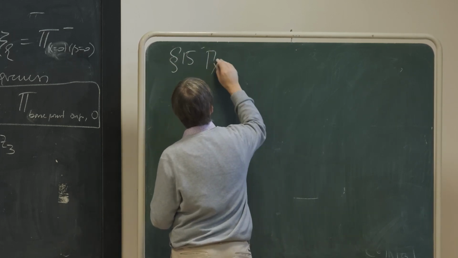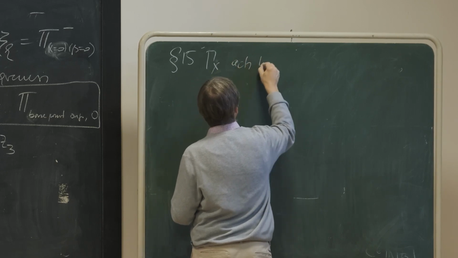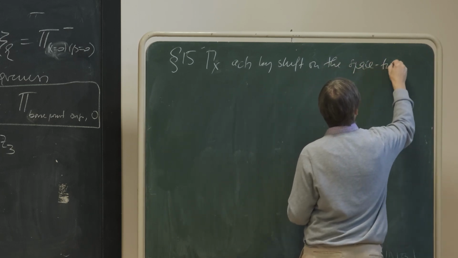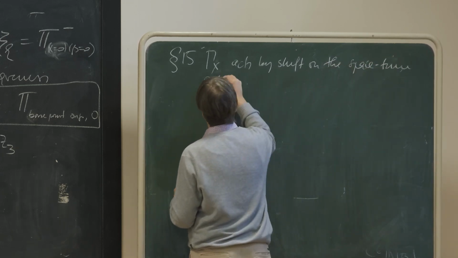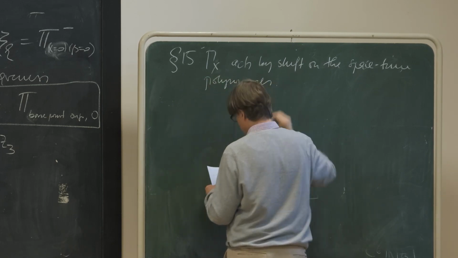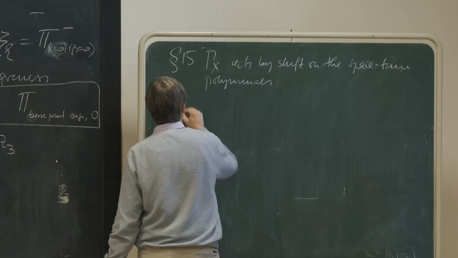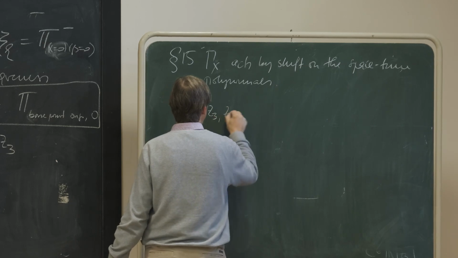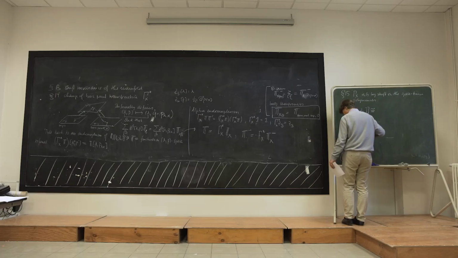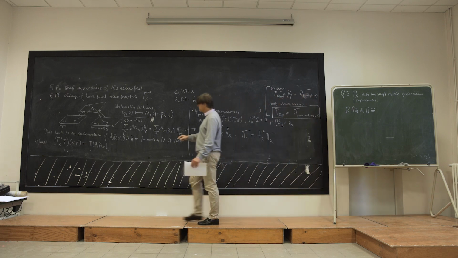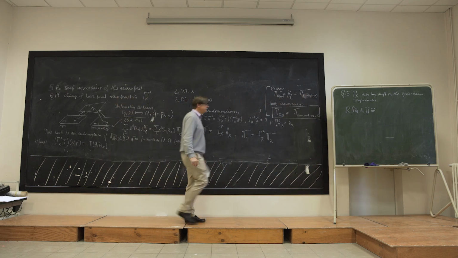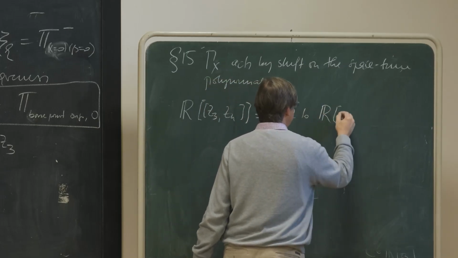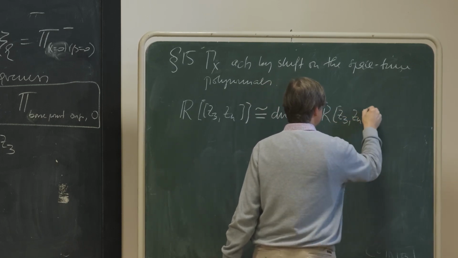So gamma x itself, without the star, acts by shift on the space-time polynomials. So what do I mean by this? Let me first explain this duality thing. Our space of formal power series in these variables is canonically dual to the space of polynomials in the same variables.